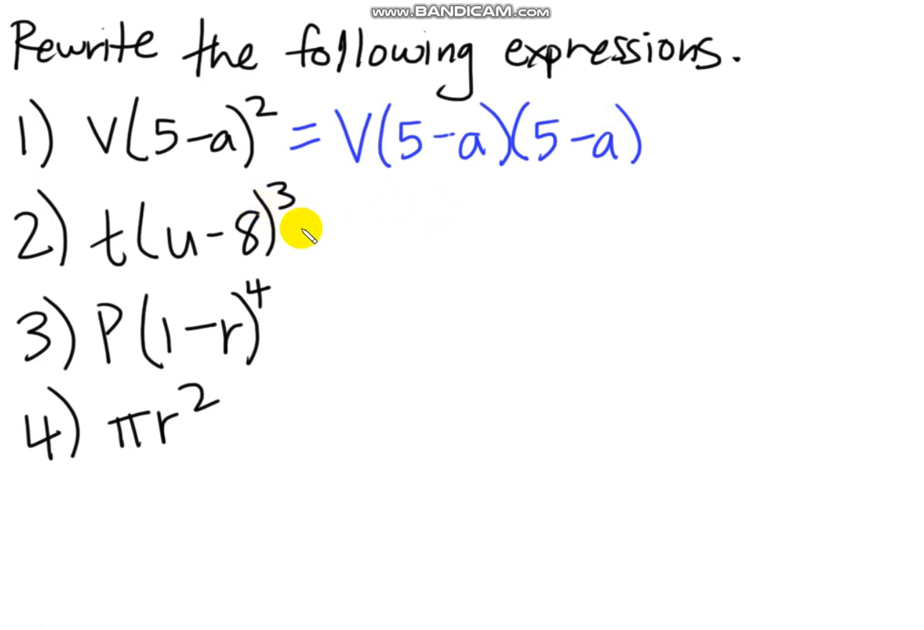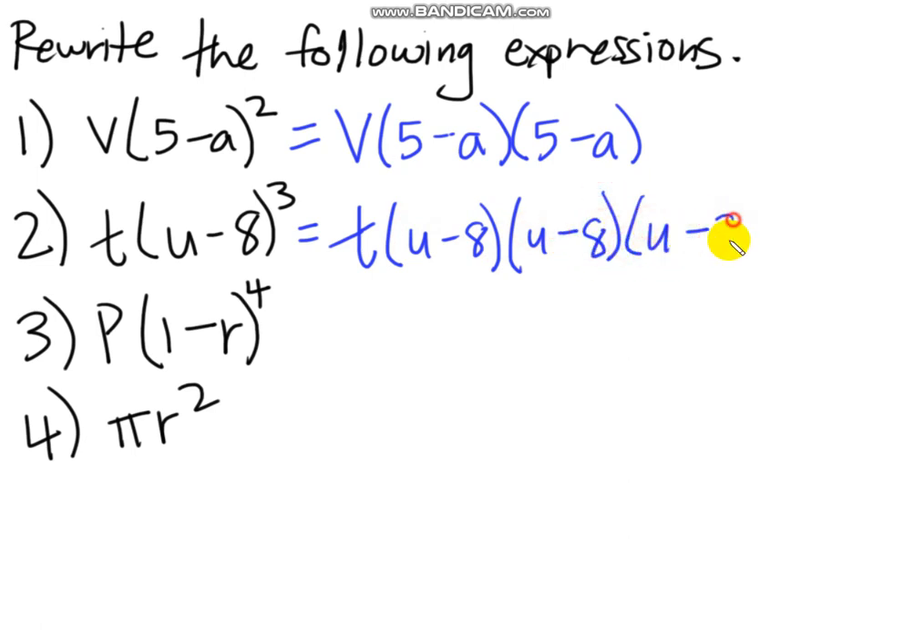Okay, so this one, t times u minus 8 cubed. The cubed means that you have to do u minus 8 times u minus 8 times u minus 8. So if I were to rewrite this as a bunch of factors, this is t times u minus 8 times u minus 8 times u minus 8. Okay, so that's how you would expand that one.